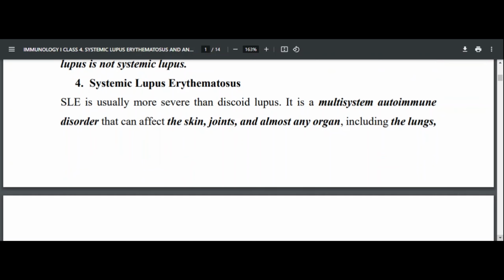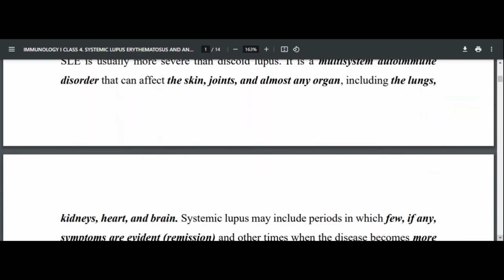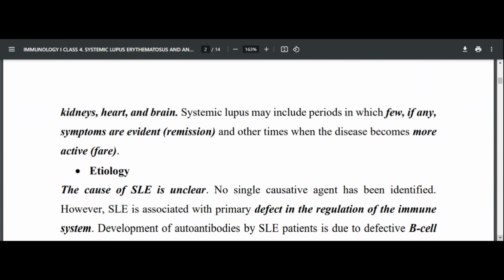Including lungs can also be affected, and kidneys, heart, and brain. So systemic lupus may include periods in which few or if any symptoms are evident. So that's what we call remission period of systemic lupus. Sometimes patients are without symptoms, but other times patients actually become very sick. That's what we call flare, in case of more active condition of the systemic lupus.